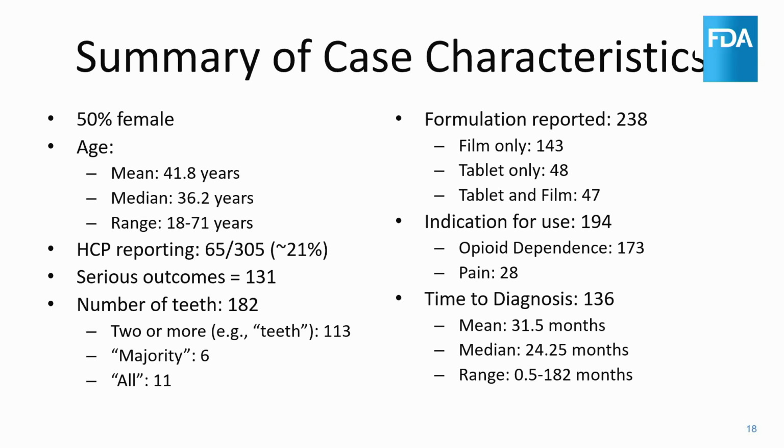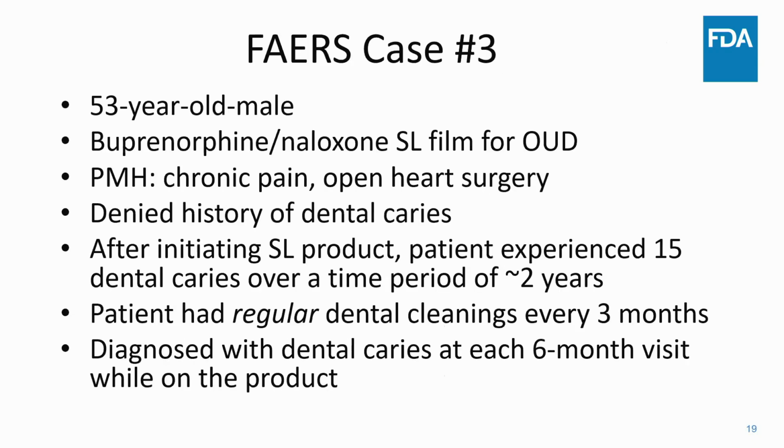But you can see there was a range in time to diagnosis, but the median and mean show most cases were reported having occurred between 2 and about 2.5 years. Let's go over a few more cases that I think characterize this adverse event quite well. Here you've got a 53-year-old male, sublingual film. Did have a little bit of history here, including chronic pain, but no reported history of dental caries. After initiating therapy, this gentleman experienced 15 caries inside a 2-year period. He was seeing a dentist every 3 months and was diagnosed with caries at each 6-month visit while on TMB.